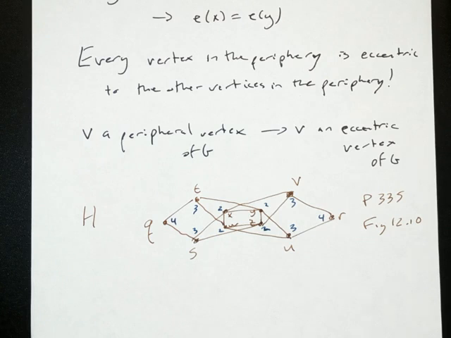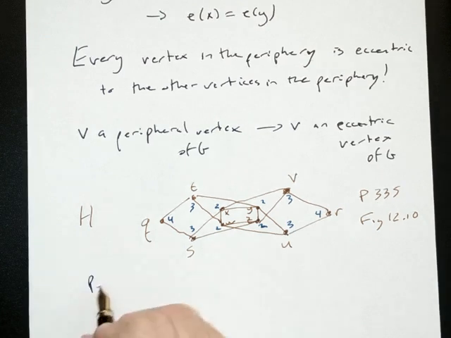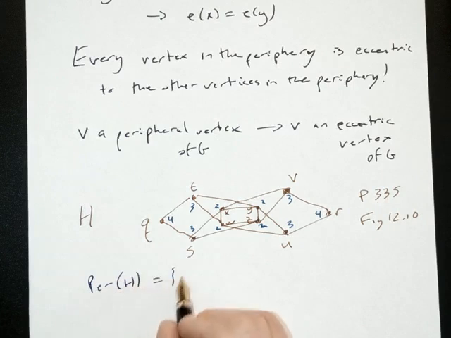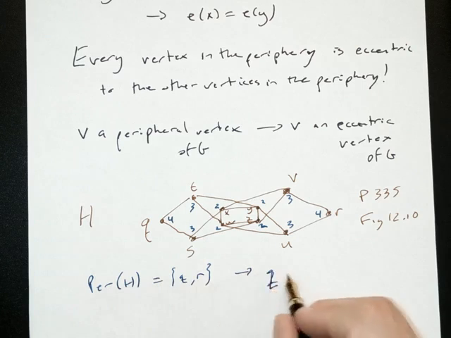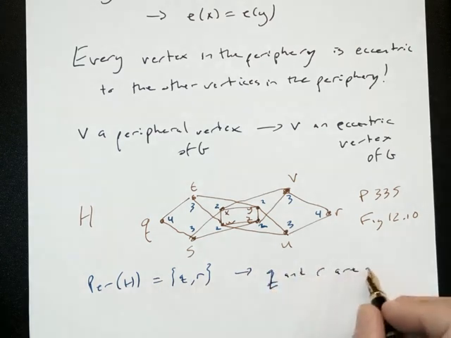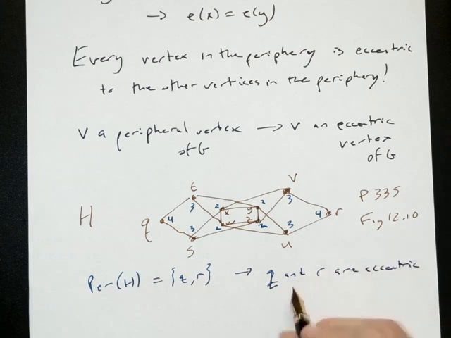Okay. The periphery consists of the two edge vertices Q and R furthest out. Yes? That's the periphery of G. Sorry, H. Periphery of H. That means that Q and R are eccentric to each other. Q is eccentric to R is eccentric to Q. They're the right distances.